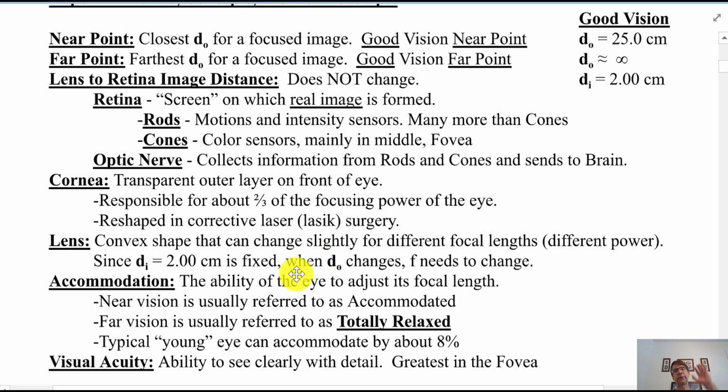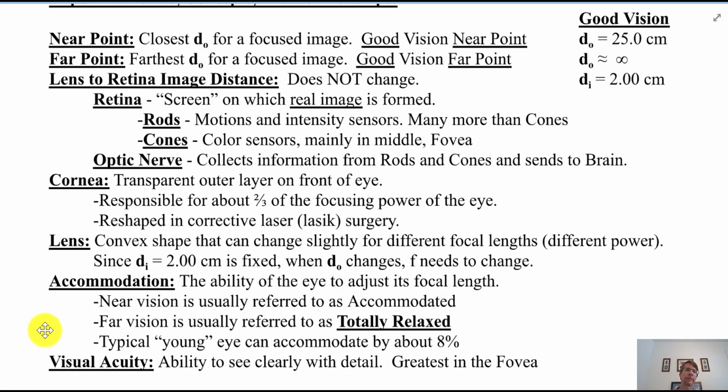If you look at things far away, d sub o is basically infinite. And then your near point is usually around 25 centimeters. You can't get much better than that. But f has to change. So you have muscles that stretch out your lens. But when you're looking at things that are far away, that's usually your relaxed position. It takes more eye strain to look at things closer. That's when the muscles have to be active to change the shape of the lens.